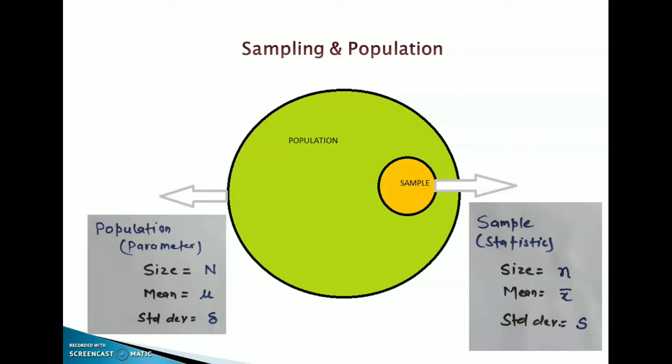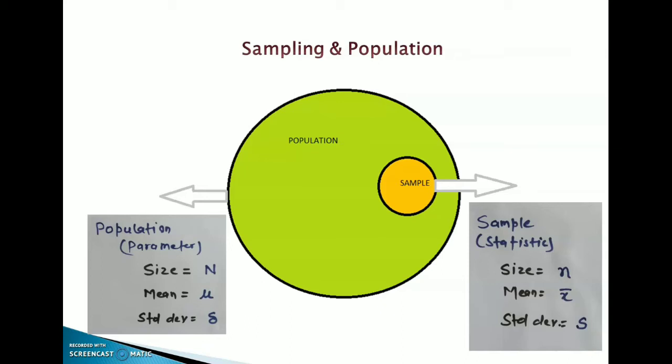Here, look, for population, size is capital N and its mean is mu and standard deviation is sigma. You call it delta or sigma, I will call it sigma. For sample, size is small n, mean is x bar, and standard deviation is small s.